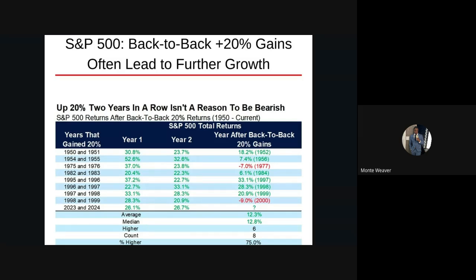Then we have 4 straight years of gains after two good back-to-back years of 20+%. The last time we did it was 98 and 99. We dropped 9%. Now it's time for us to go up again. We had the negative year, now it's time for us to go up and have a good year next year. And that is probably going to happen. The average is 12.3%, or just use the median, which is 12.8%, which will give you an idea of how far the market will actually push up next year.